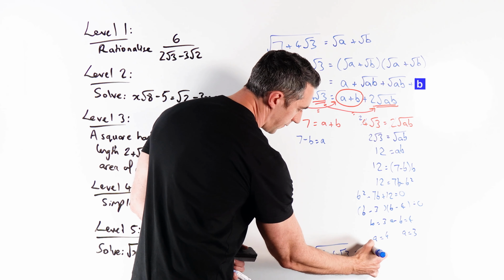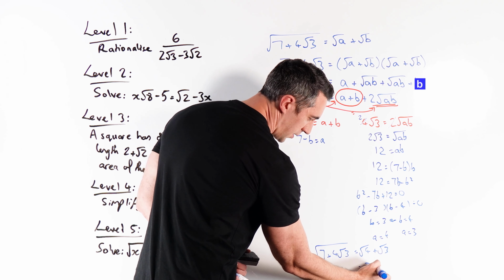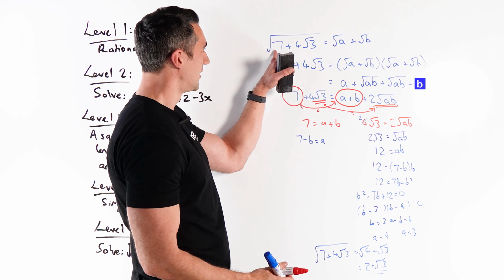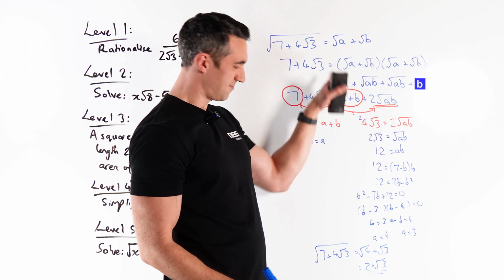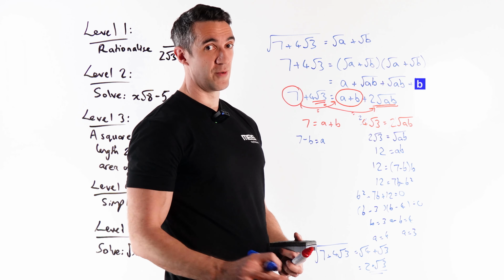Okay? So if we go back, we've got our 7 plus 4 root 3 equals root 4 plus root 3, but then root 4 we know is just 2. So it's just 2 plus root 3. So all of that, the square root of 7 plus 4 root 3, is just 2 plus root 3. Level 4 done. I think we're ready now.